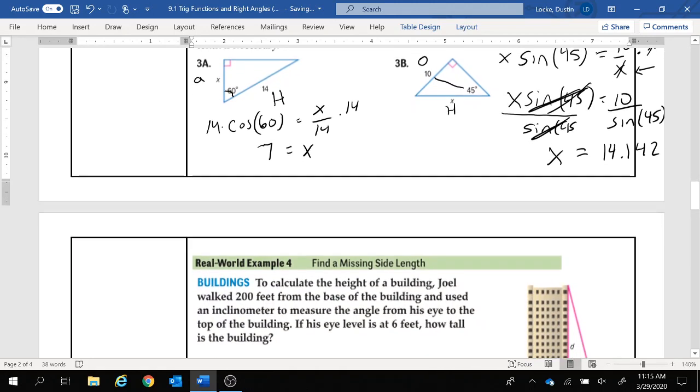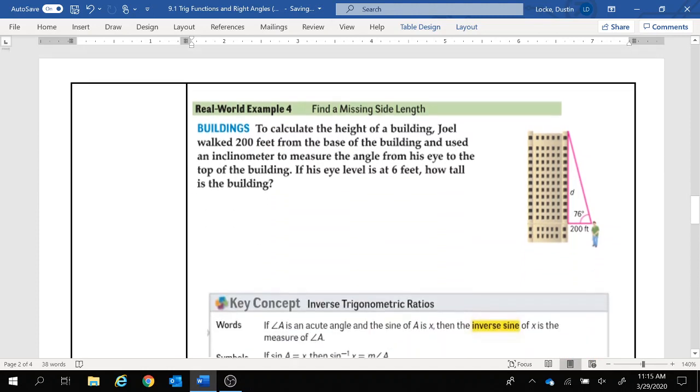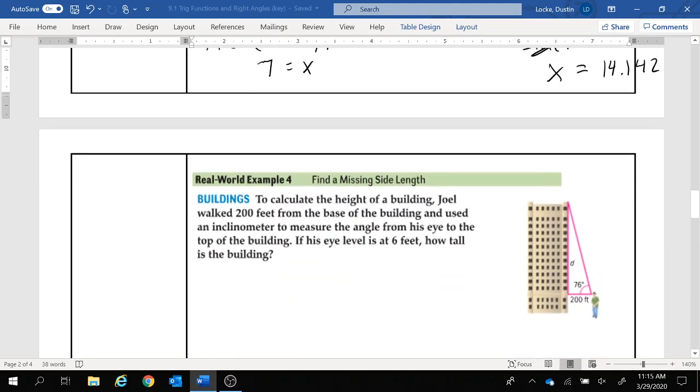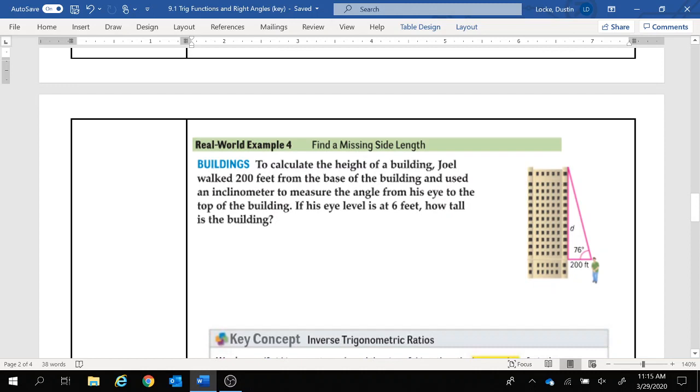All right, so let's go ahead and move on to one more problem. This is going to be a real world example, to see how we can apply this. It says to calculate the height of a building, Joel walked 200 feet from the base of the building and used an inclinometer, I think is how you pronounce it, to measure the angle from his eye to the top of the building. If his eye level is at 6 feet, how tall is the building?